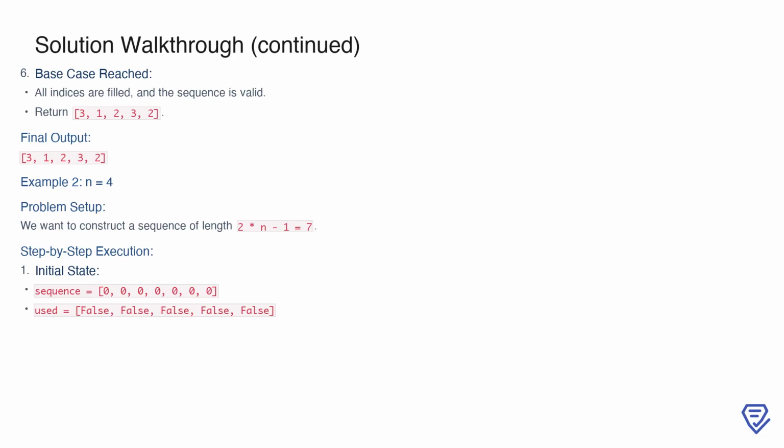Now, let's consider another example where n equals 4. Here, the sequence length is 2n + 1 equals 7. The initial state begins with a sequence of 7 zeros and a used array indicating that no numbers have been placed yet. The recursive process starts at index equals 0, where we attempt to place the largest unused number, 4. Positions 0 and 4 are available, so we place 4 in these positions. This updates the sequence to 4, 0, 0, 0, 4, 0, 0, and marks 4 as used.